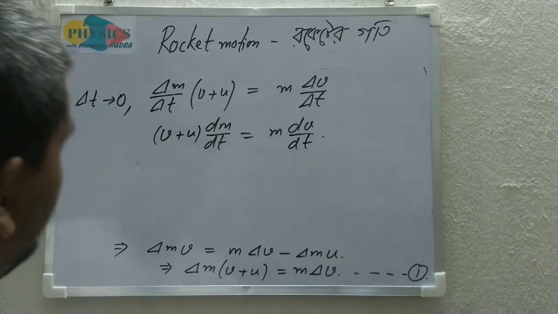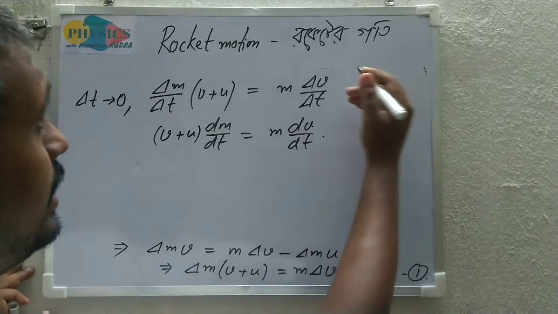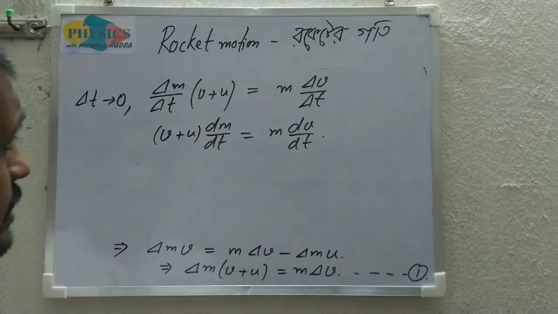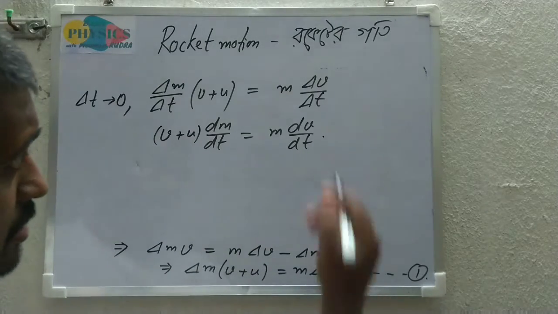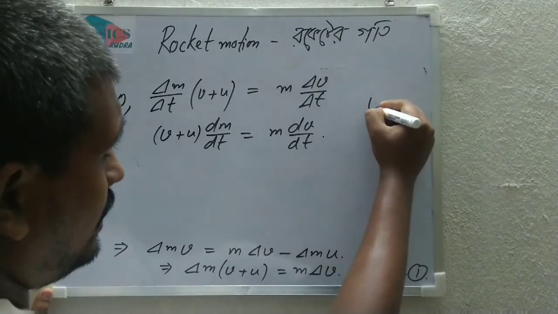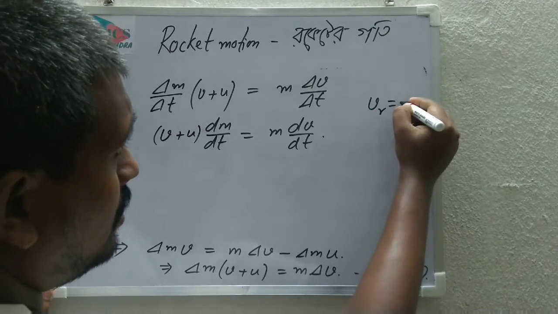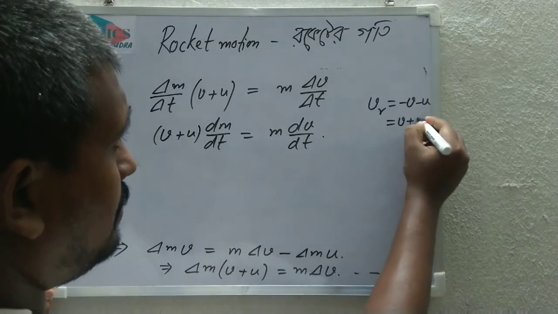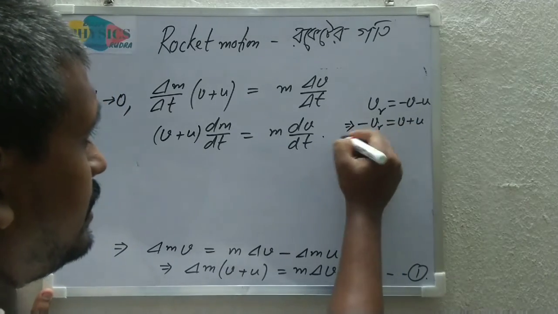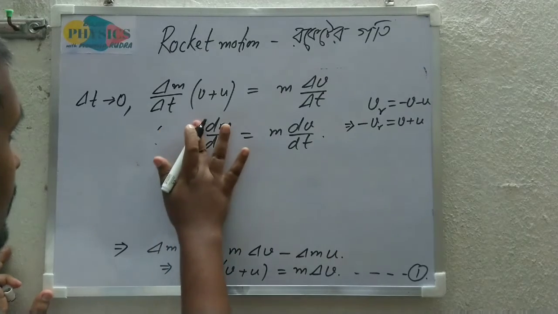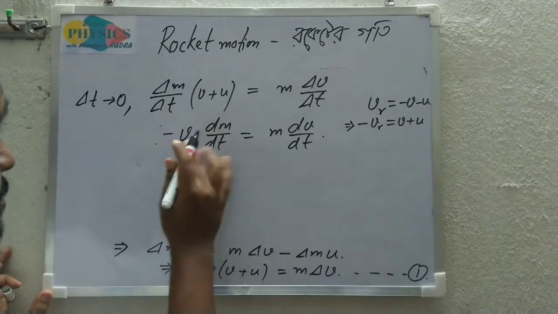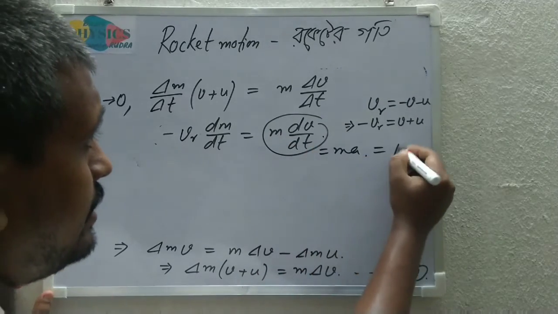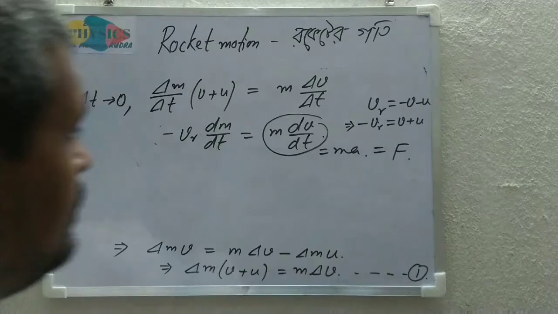So with respect to the rocket, the velocity of the gas, if we write it relative to the rocket, is Vr equal to minus v minus u. So from this, v plus u equal to minus Vr. Now here we write minus Vr. Now this is the thrust force on the rocket, which is equal to ma.